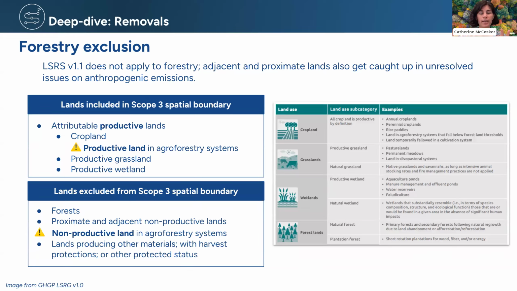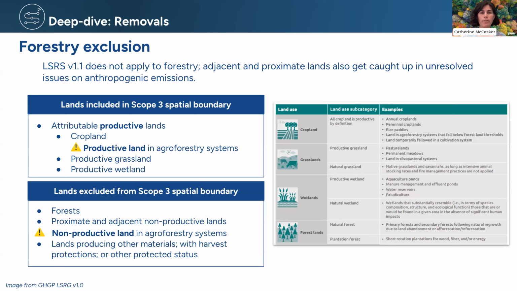And non-productive land in agroforestry systems are the trees, basically, and hedgerows if they're included. So any land that is not directly producing the crop that the reporting company is acquiring. So this could be the trees in a silvopasture system, trees in an alley cropping system. It could be even the shade trees in a canopy system for coffee, for example.